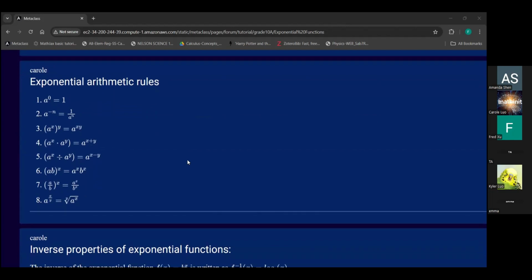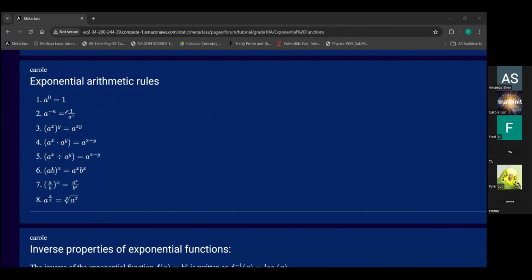Okay, so these are just exponential arithmetic rules. Anything to the power of 0 is just 1, okay, it doesn't matter what number it is, as long as it is to the power of 0, it's just equal to 1.